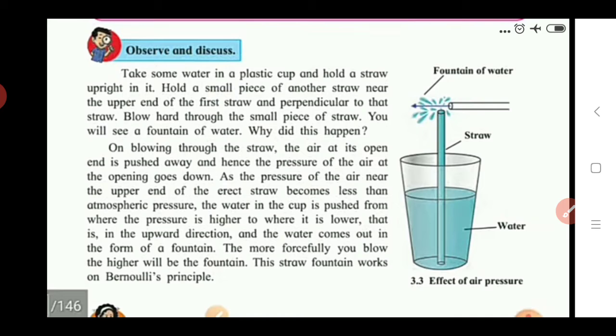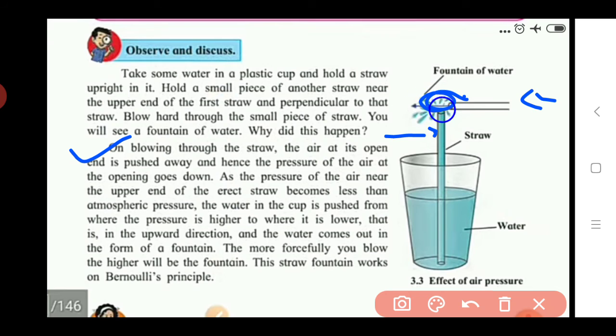Okay, I will again explain how the fountain is formed. On blowing through the straw, what happens? The air at its open end, or when we blow air from the straw at this place, the pressure of the air at the opening goes down. It becomes less, as the pressure of air near the upper end of the erect straw becomes less.